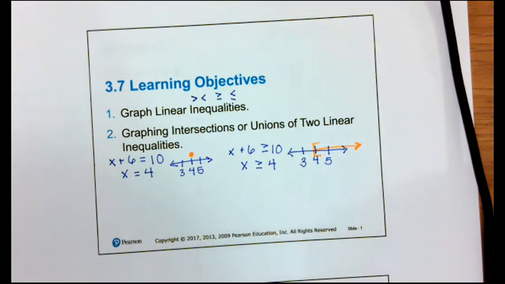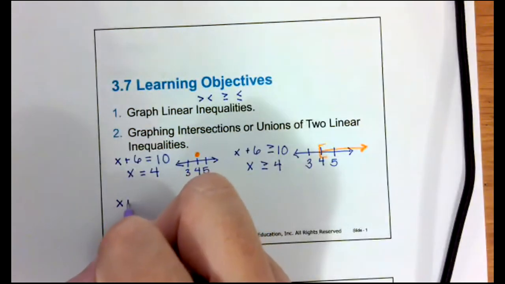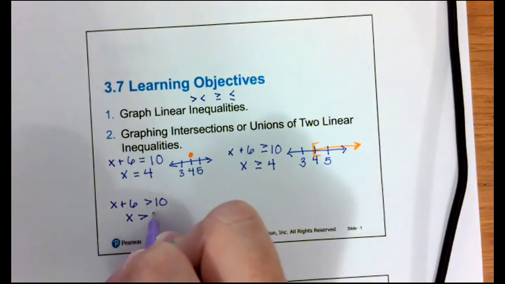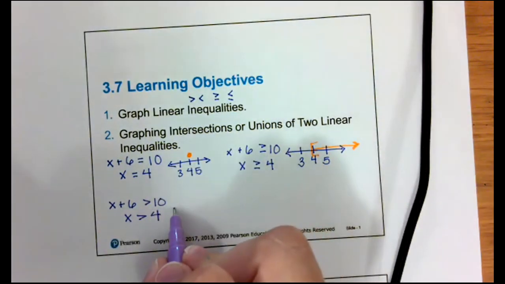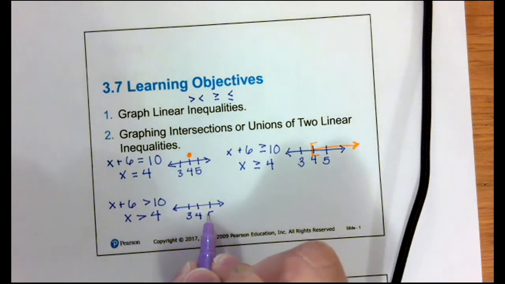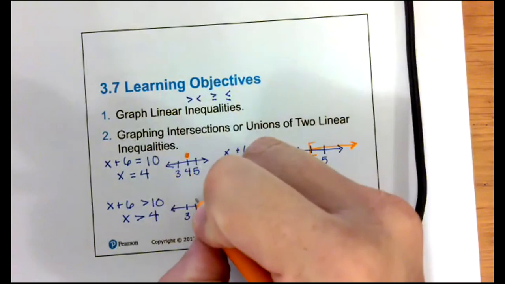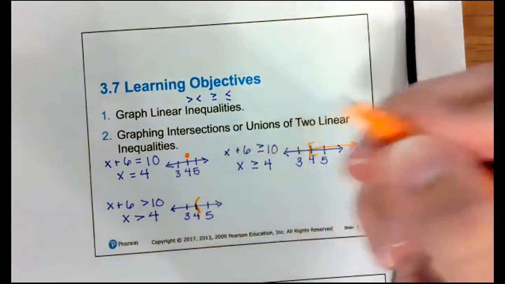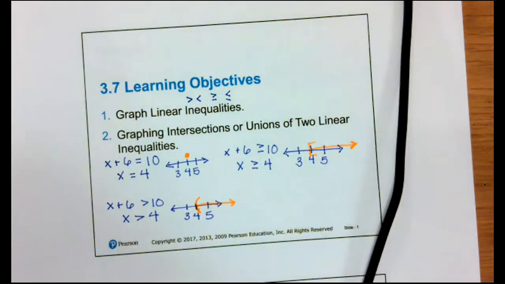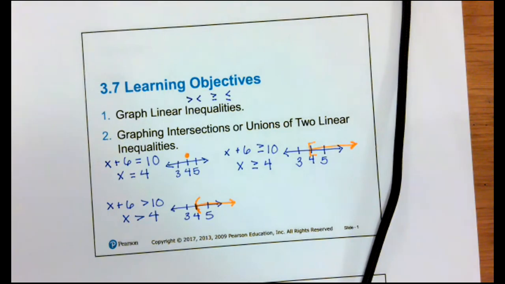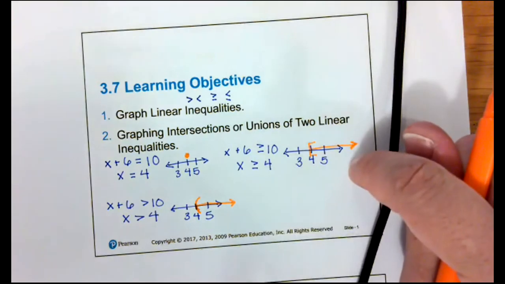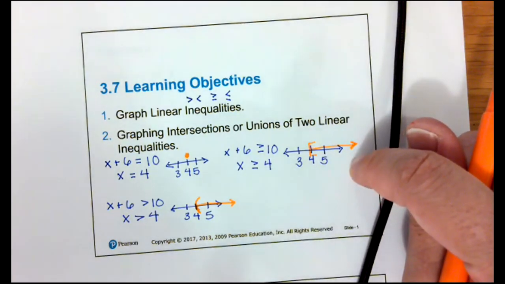And if we had x plus 6 is greater than 10, that becomes x is greater than 4, which means it does not include 4 on the number line. It's only the numbers larger than 4, right? So that we showed with parentheses instead of a bracket, and that same arrow going forward forever, right? There is an infinite amount of numbers that are greater than 4, right?